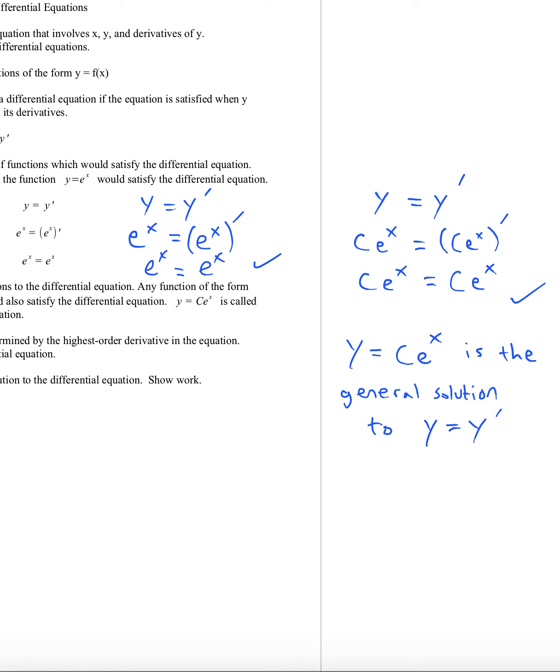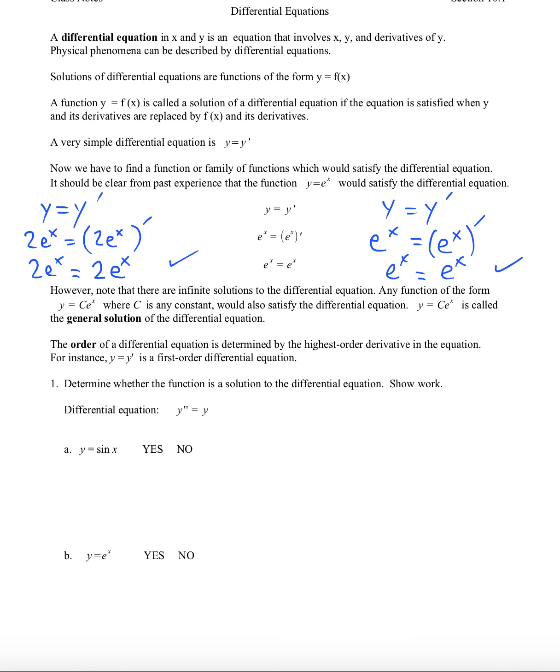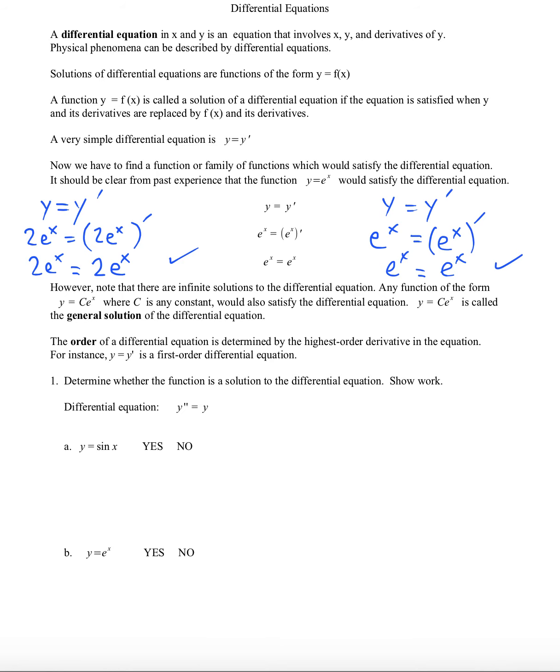So throughout this section, we're going to look at how to find general solutions, not just by guessing, but by calculus methods. But before we do, let's try to determine if a function is a solution to a differential equation. Consider the differential equation y double prime equals y. We're looking for a function whose second derivative is equal to itself.